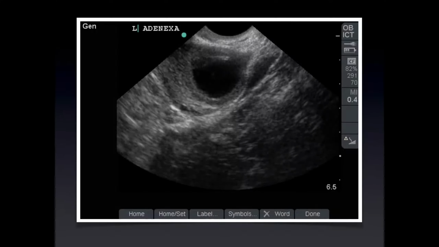Here's a sweep through the left ovary. By comparison, we see normal ovarian tissue and a corpus luteum cyst. The main differentiating characteristic between a corpus luteum cyst and a tubal ring is that the corpus luteum cyst does not have a bright white echogenic ring around it. Here's another sweep into the left adnexa in sagittal plane showing the ectopic pregnancy.